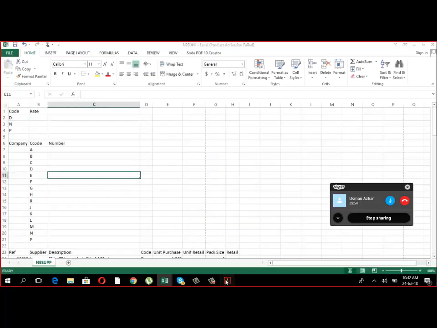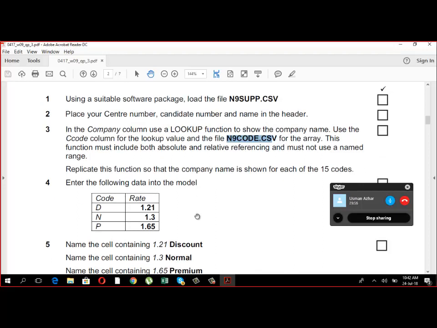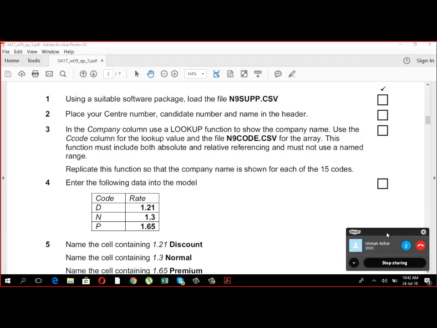Right. Next point. Point number 3. In the company column, now the good thing is, from 2016 onwards, they are even telling you the marks. Before they did not tell you the marks, okay? So they tell you the marks. It's good and it's bad.